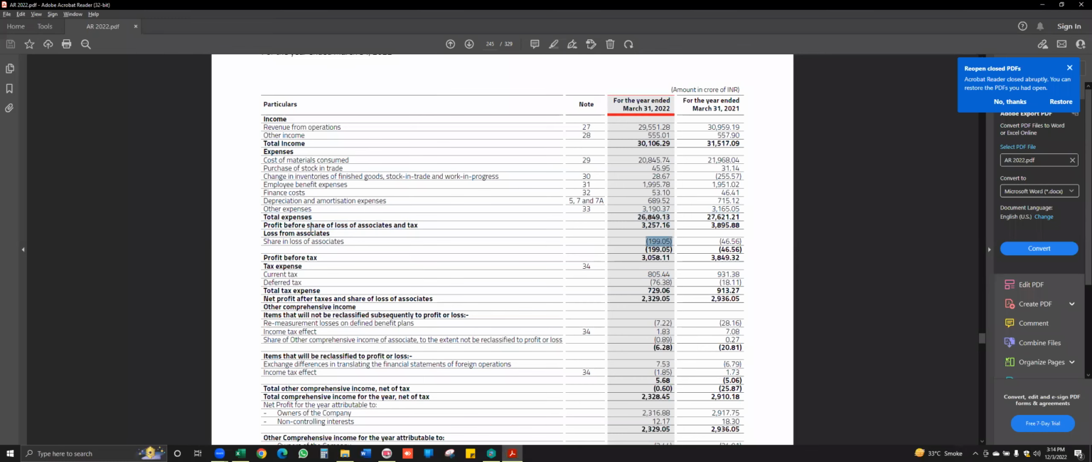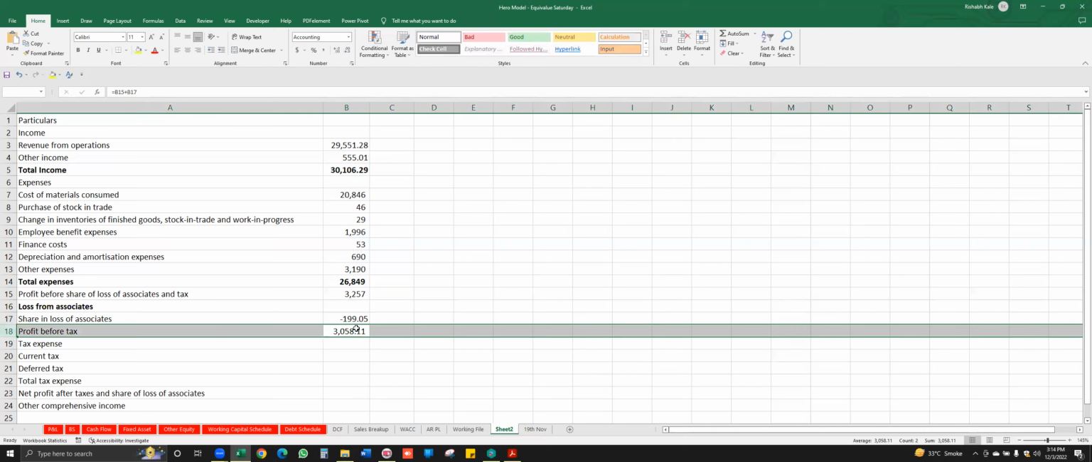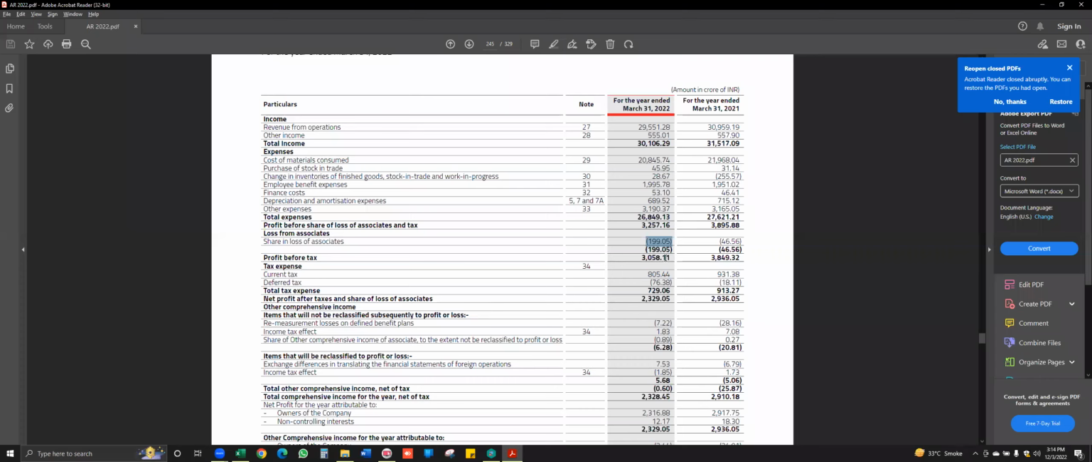Now there are two things: loss from associate, and from this is one heading. This is a heading, okay, and from here this amount is over here. Okay. And then the profit before tax is what? This plus this. Okay. Make sure it should be 3058.